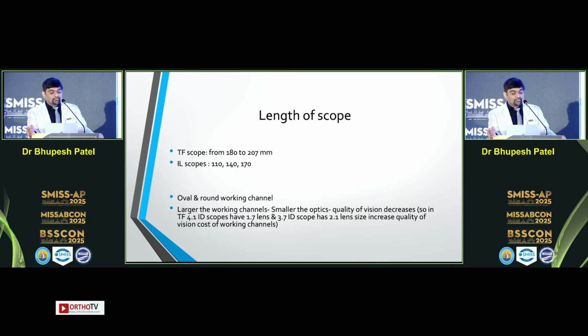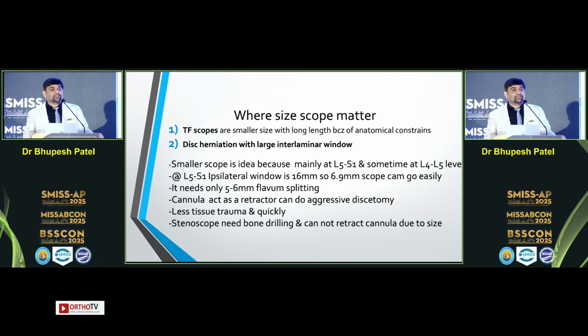But a very important point: the larger the working channel, the smaller the scope lens. So optics are very small when you use a large working channel scope, so the vision is not that good. When your scope lens diameter is around 2.1 or 2.7, the optic vision is very good. Where the size matters: in the transforaminal scope, we don't have any option because of anatomical constraint.